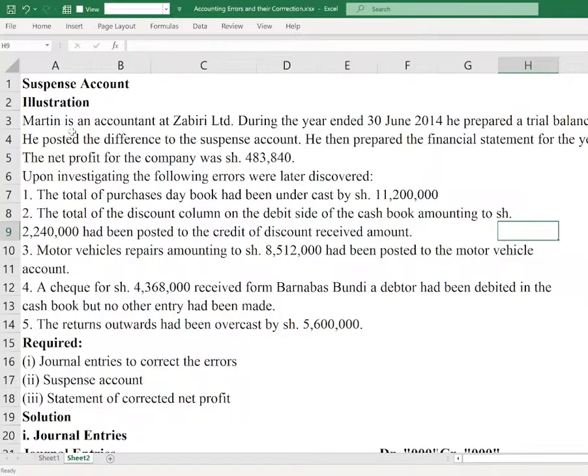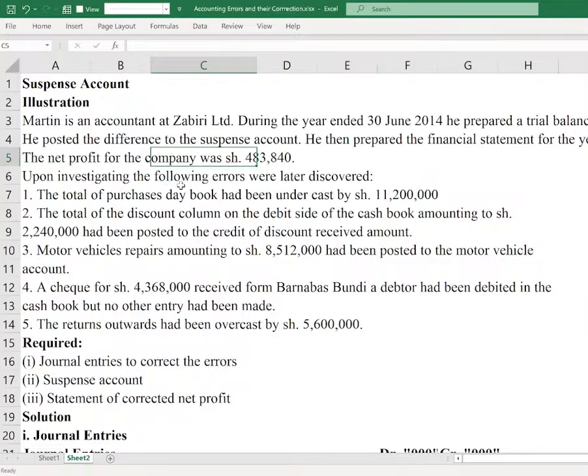For suspense, we are told Martin is an accountant at Zabili Limited. During the year ended June 2014, he prepared a trial balance which did not balance. He posted the difference in the suspense account. He then prepared the financial statements for the year ended June 30, 2014. The net profit of the company was 483. We shall use this one.